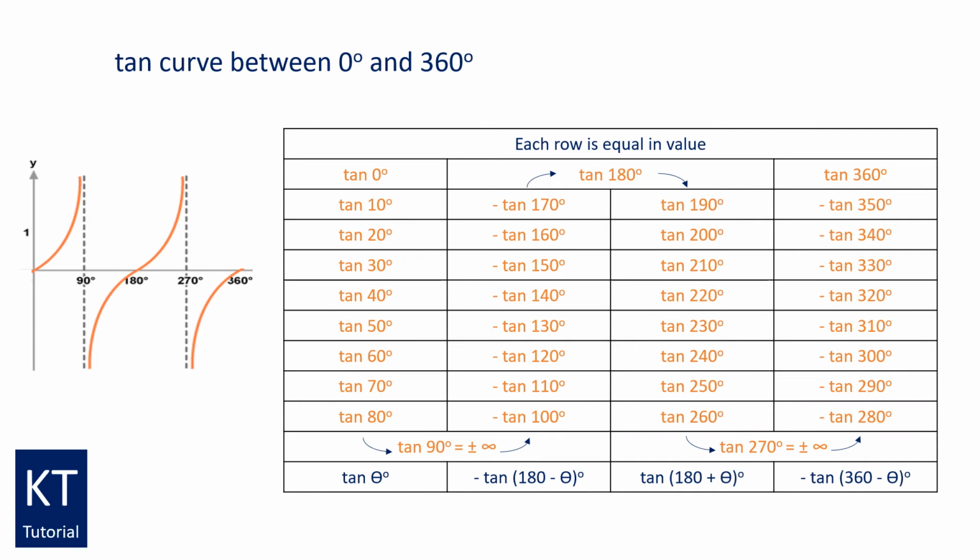And specifically for the tangent curve, the table is indicative of tangent theta being of the same values within each of the individual rows. This translates to tangent theta being equal to minus tangent 180 degrees minus theta, being equal to tangent 180 degrees plus theta, being equal to minus tangent 360 degrees minus theta.